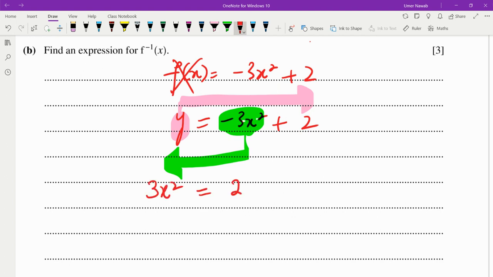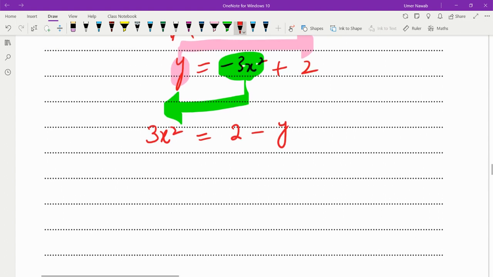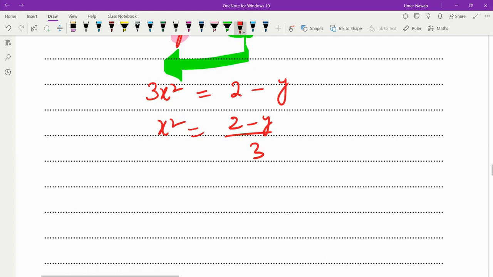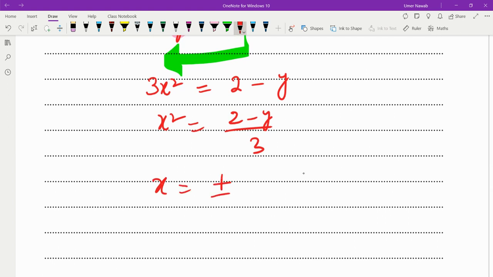So it becomes, sorry, it becomes 2 minus y. So x squared is equal to (2 minus y) over 3. Then I take the square root. Be careful, guys. Here is the main thing which you need to take care of. Shall we use the plus sign or a minus sign? You remember our domain was what? Our domain was x less than or equal to -1.